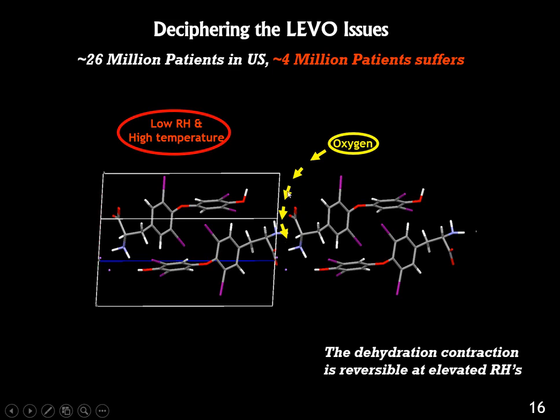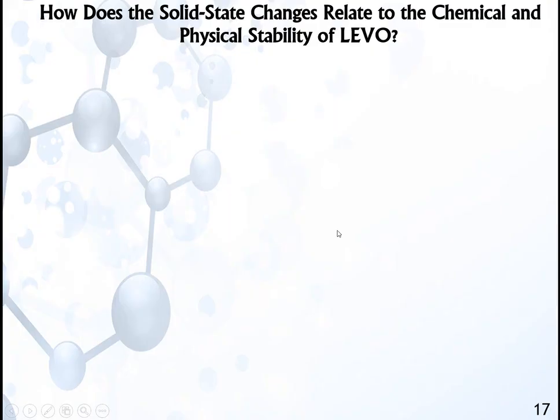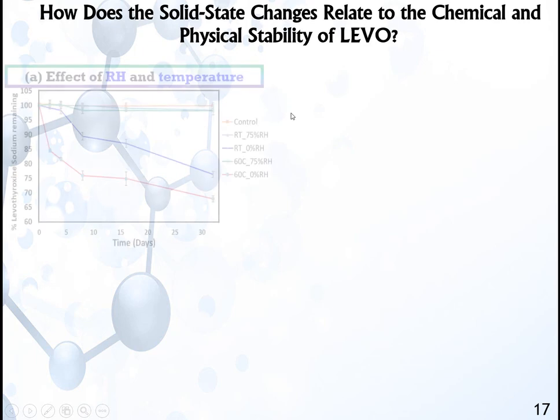So once you evacuate the channels, oxygen can get in. If it's disordered, the oxygen may have more accessibility to it. And if you look at the reactive sites, they do seem to correspond with those positions. And so let's put that together. How does the solid state change really relate to the chemical stability?